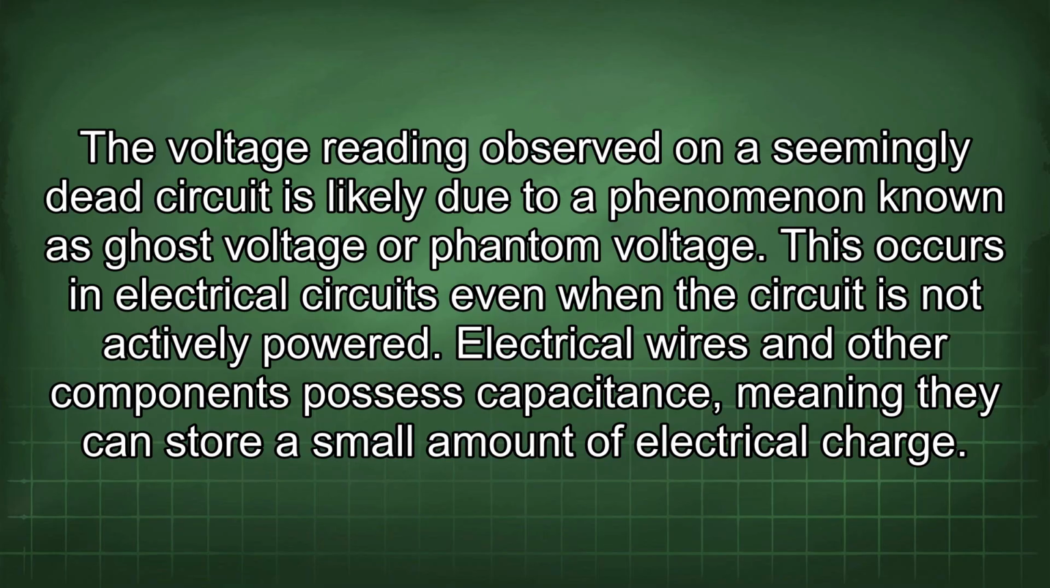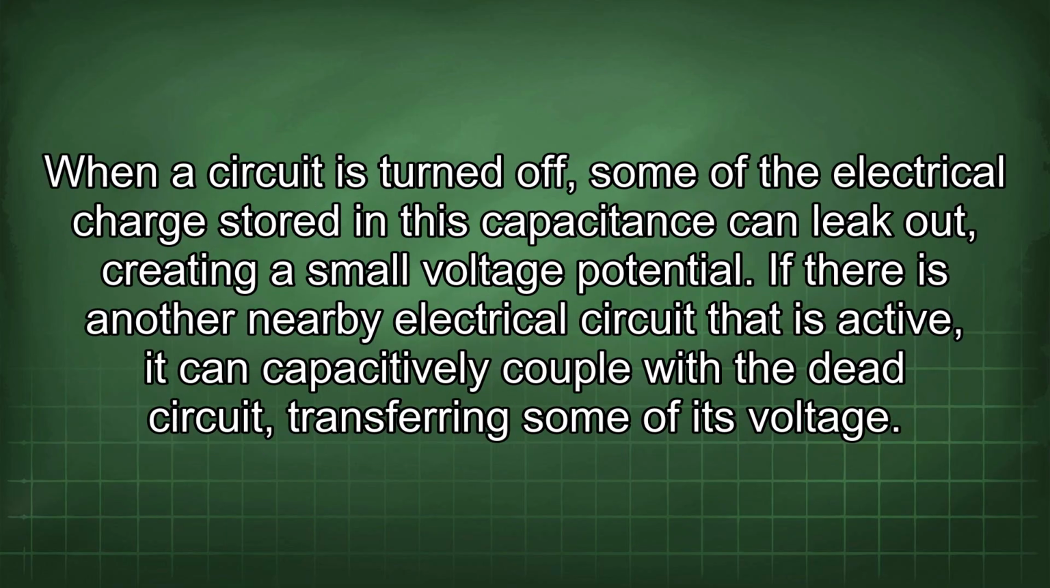The voltage reading observed on a seemingly dead circuit is likely due to a phenomenon known as ghost voltage or phantom voltage. This occurs in electrical circuits even when the circuit is not actively powered. Electrical wires and other components possess capacitance, meaning they can store a small amount of electrical charge. When a circuit is turned off, some of the electrical charge stored in this capacitance can leak out, creating a small voltage potential. If there is another nearby electrical circuit that is active, it can capacitively couple with the dead circuit, transferring some of its voltage.